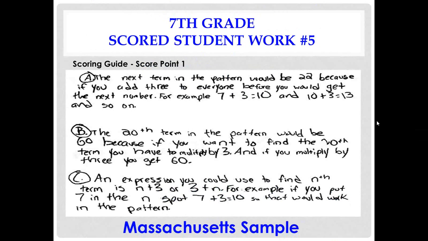Then on part C, an expression you could use to find the nth term is n plus 3 or 3 plus n. For example, if you put 7 in the n spot, 7 plus 3 is 10, so that will work in the pattern. And we see here with part C for student work number 5, it works for the first number, but the student did not go further and see if it worked for all of the other numbers.